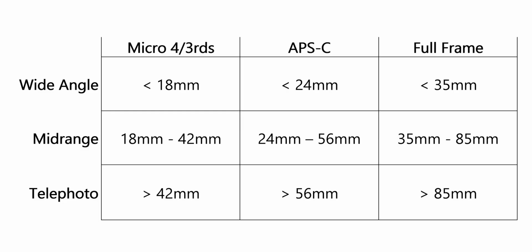On screen right now, I'm going to have a little cheat sheet to help you figure out what a wide, mid-range, and telephoto lens is going to be depending on what sensor size you're using. For reference, I'm going to be using full frame cameras because they're what I most generally use. And I consider a wide angle lens to be anything less than 35 millimeters, a mid-range lens to be between 35 and 85 millimeters, and a telephoto lens to be anything greater than 85 millimeters.